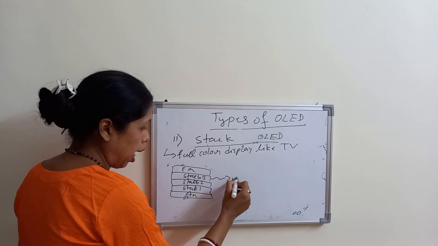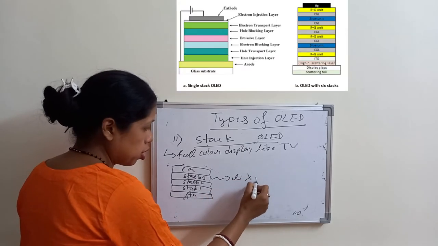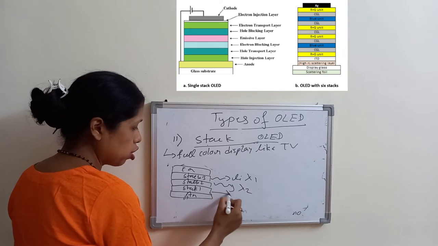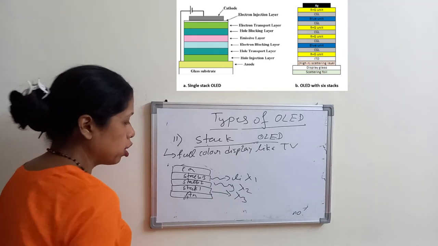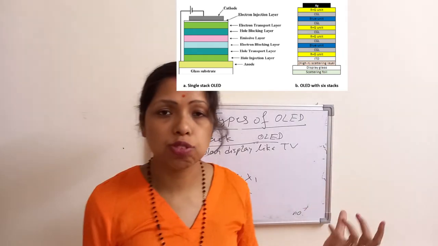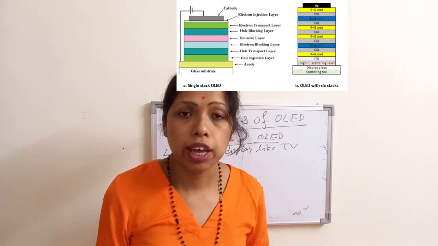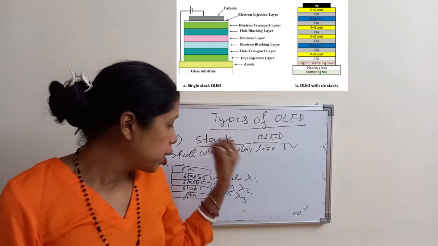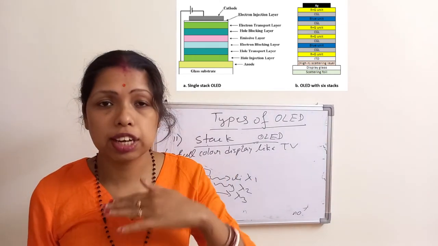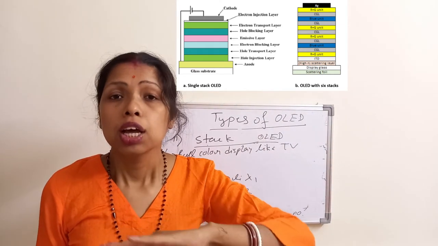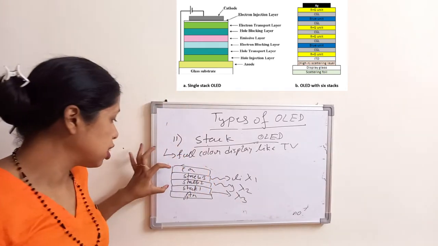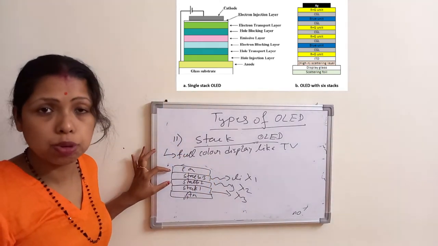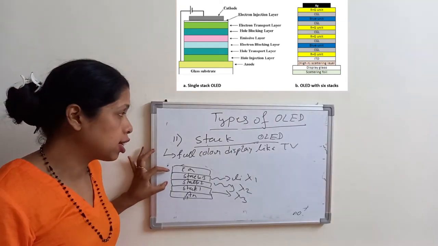So this gives light of one wavelength, lambda 1. This will give the lambda 2 wavelength, this will give the lambda 3 wavelength. So you can get multiple colors from the same OLED, okay. This is the stack OLED, you can get multiple colors from the same OLED, but you have to choose different kinds of stacks and different kinds of materials. Suppose for designing three stacks, for that you have to choose six organic semiconductor materials for getting the stack OLED.